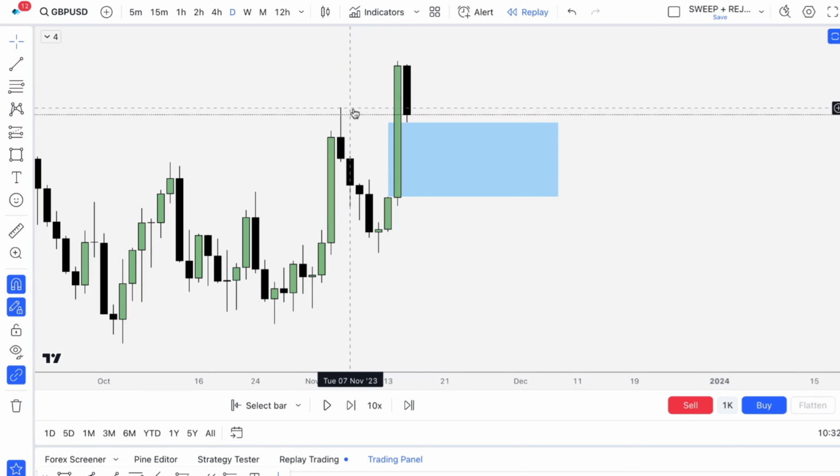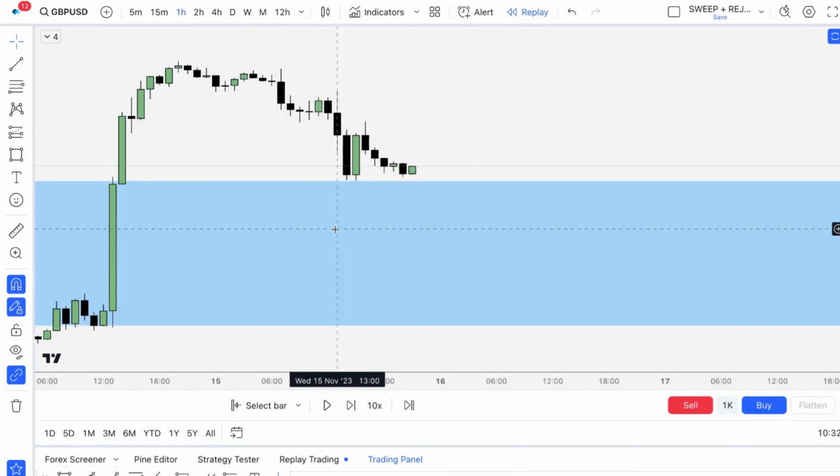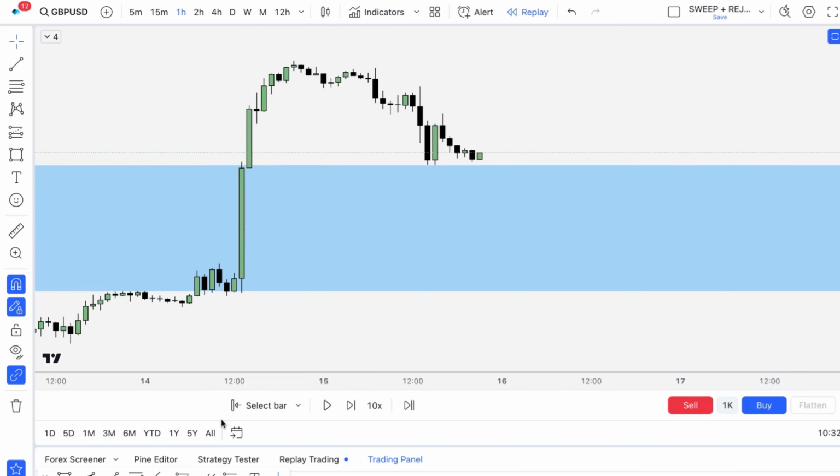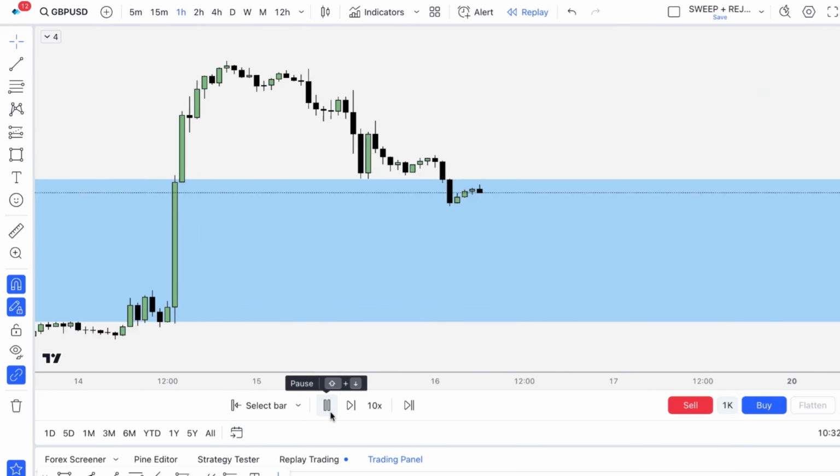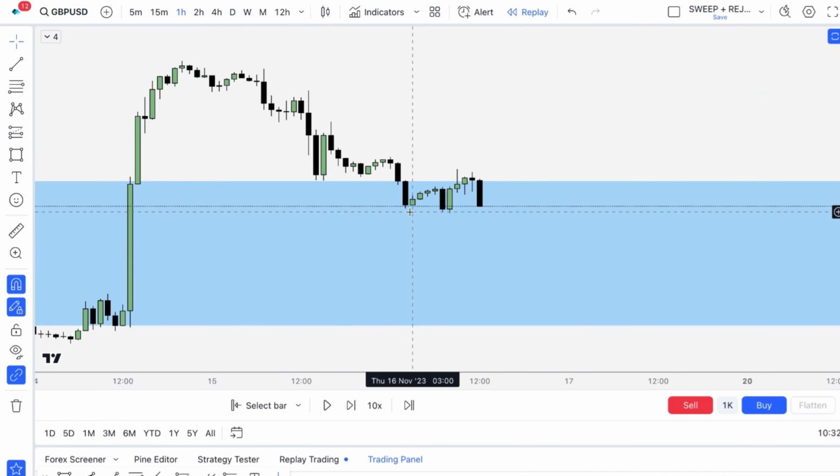So clearly momentum is to the upside on this market, and therefore you should only be looking for longs on this market to go with the trend. So now let's drop down to the hourly. We're looking for a pullback into our POI. So you can see that's what we get right here.